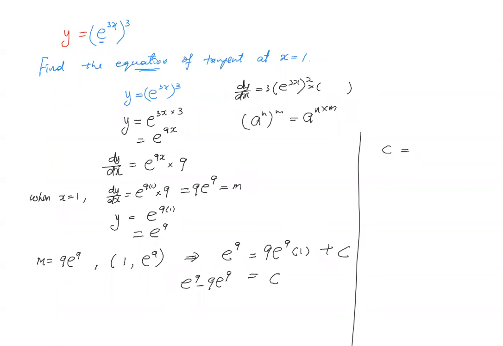So I know this can be simplified. Can you please simplify it? Negative 8e to the power 9. So therefore, the equation of the tangent is y equals the gradient times x plus c.